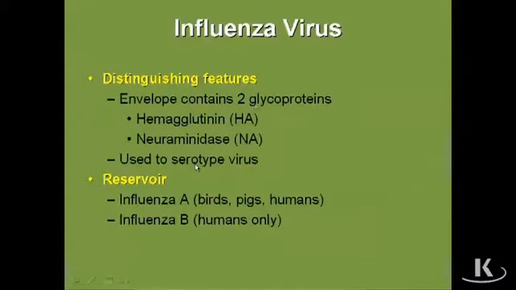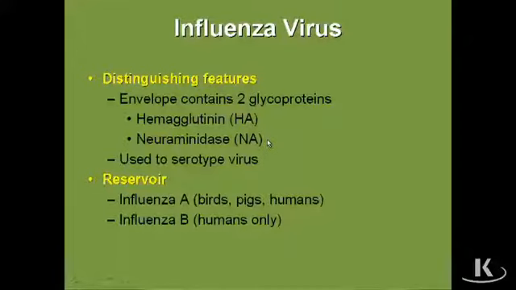All right? HA and NA are also used to serotype the virus. So you've probably all heard of the H5N1 avian influenza. That is the serotype hemagglutinin H5, neuraminidase 1, H5N1. So that's used to serotype the virus. The reservoir, again, as I showed here, is influenza A in animals and humans, and influenza B in humans only.